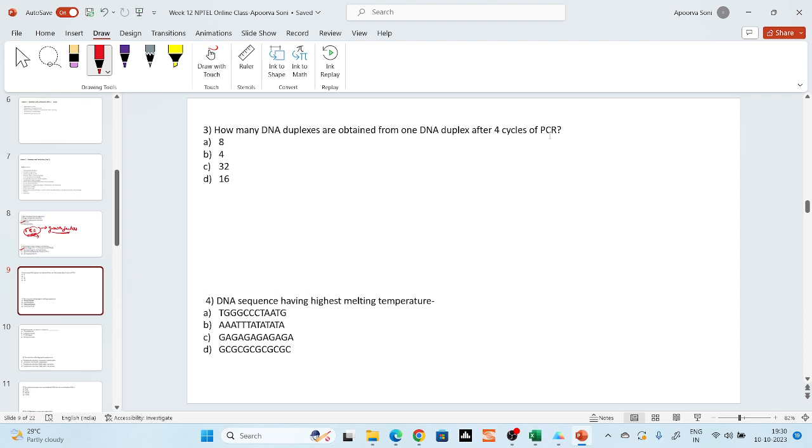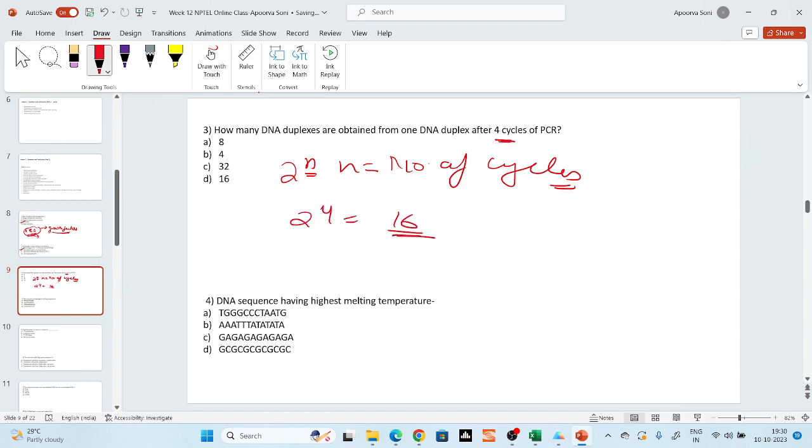16. 2 raised to the power 4. So the formula is 2 to the power n, where n is equal to the number of cycles. Here the number of cycles is 4. So 2 to the power 4 comes out to 16. Therefore 16 is the answer. So how many DNA duplexes are formed after n number of cycles? That is 2 to the power n.